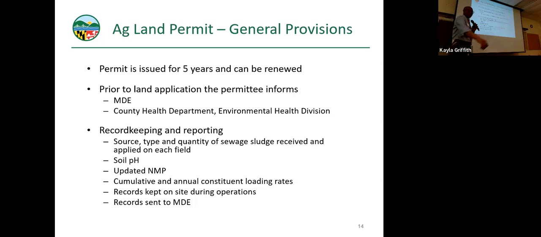The record keeping and reporting is very important for us to know what they are doing. This includes the source of the sewage sludge they are applying on the land, the type and quantity of sewage sludge received and applied on each field, the soil pH, and the updated NMP after application. After application, they send us an updated NMP yearly that we review.